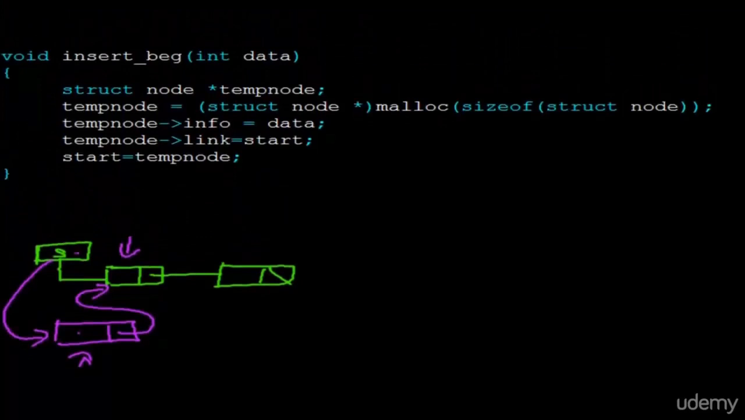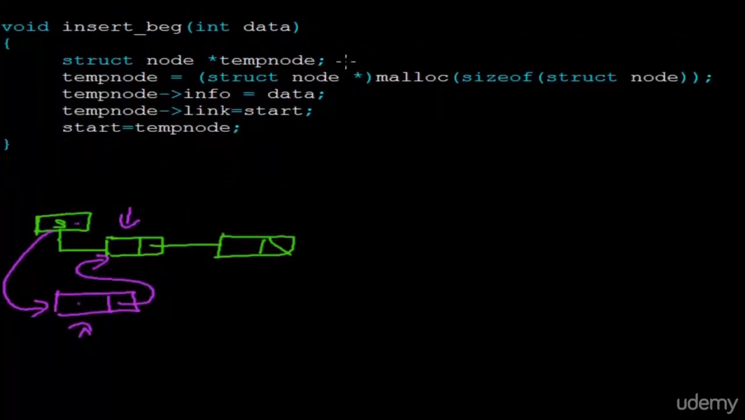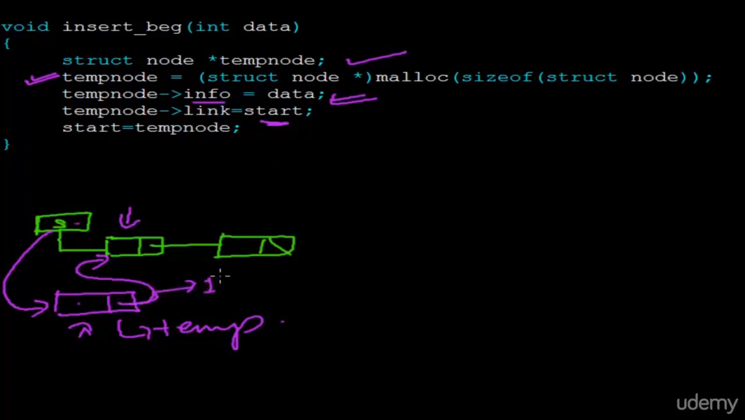This is a very simple and very small fragment of code. We are simply creating a temp node. This is the temp node. Then we are allocating the memory for it. Then we are copying the data into the info part. Then the link part is overwritten by the value of start, meaning this link will start pointing to the first node, and at last the address of the temp node is copied to the start pointer. Very simple.